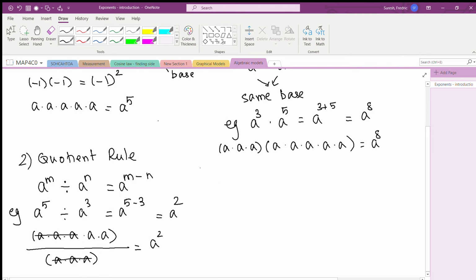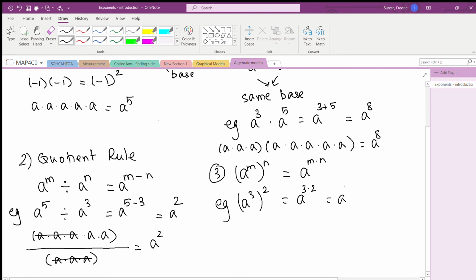Okay, now what if we have to do a power of a power, something like this, a to the power of m, all to the power of n, that would be a to the power of m times n. Example, a to the power of 3, all to the power of 2. Notice the whole thing is raised to the power of 2. So this would be a to the power of 3 times 2. That would be a to the power of 6.